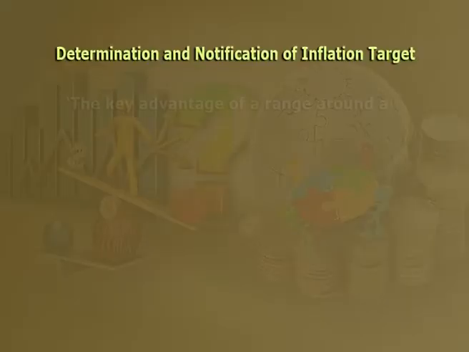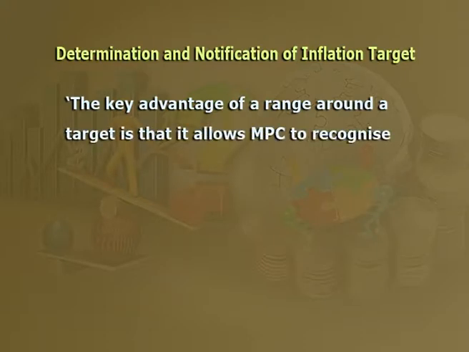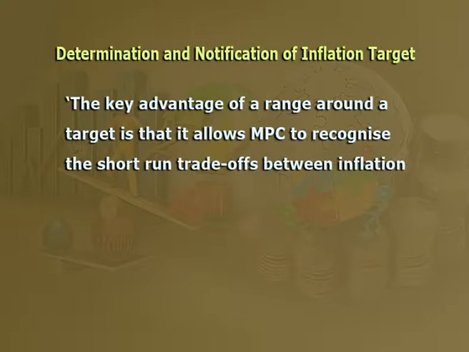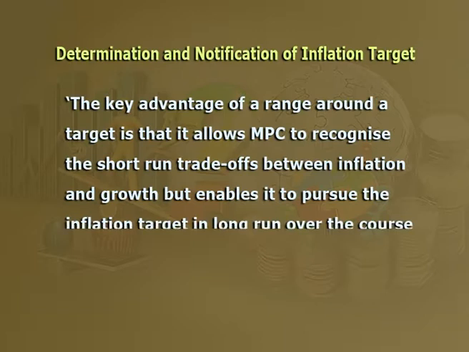While setting the above target, the government elaborated that inflation targeting in India will consider the growth dimensions also. The key advantage of a range around a target is that it allows the MPC to recognize the short-run trade-offs between inflation and growth, but it enables it to pursue the inflation target in the long run over the course of the business cycle.